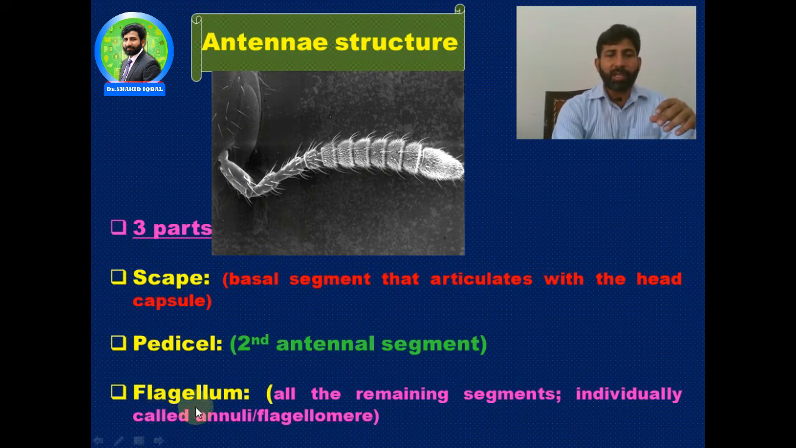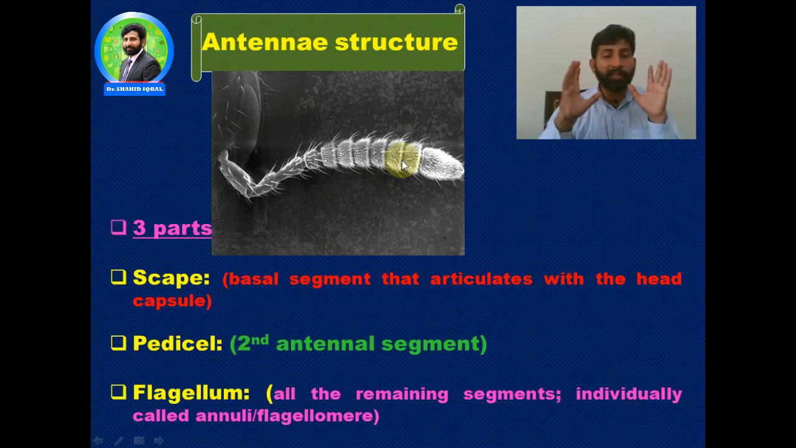Look here, the individual segments are called annuli or flagellomeres. This is the scape, a round-like structure which articulates with the head capsule. The second part is called the pedicel, a relatively bigger, larger single segment. And the remaining are called the flagellum. The total segments are called flagellum, but individually they are divided into multiple subunits called the annuli or flagellomeres. In this way, a single antenna contains more than one flagellomere or annuli. But the scape is one and the pedicel is one.